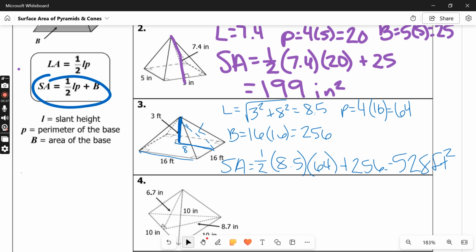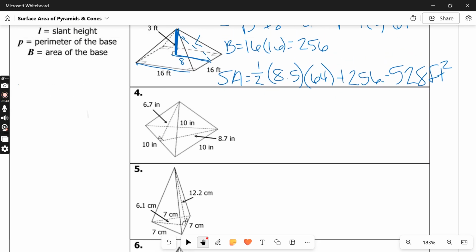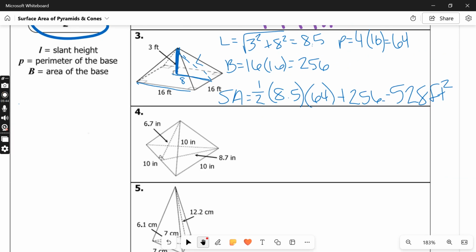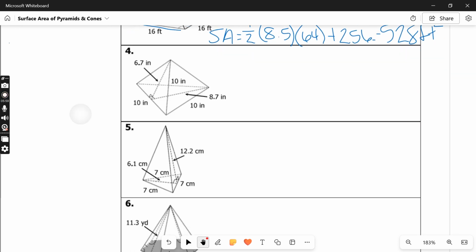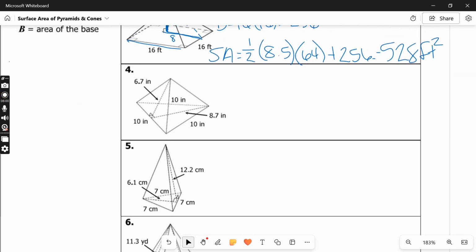Okay, so those first three, all of the bases were a square. These next few that we're going to look at, our bases are a triangle. So pay attention when you're doing your homework. If the pyramid has a square base, use 1, 2, or 3. If it has a triangular base, use 4, 5, or 6. Or sorry, 4 or 5.